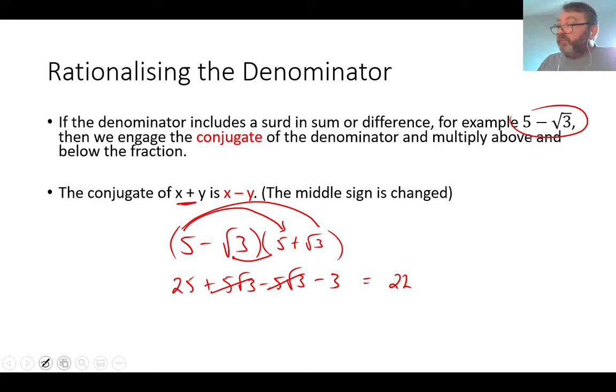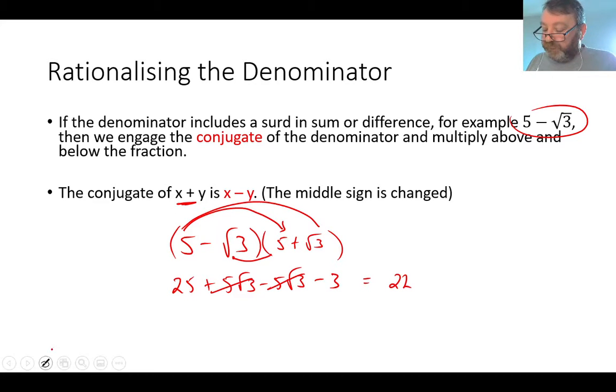So I've now gone from 5 minus root 3, which is irrational, into 22, which is rational. So we are still rationalizing a sum or a difference that contains an irrational surd. Okay, so keep that in mind. So that is it. That's 22.